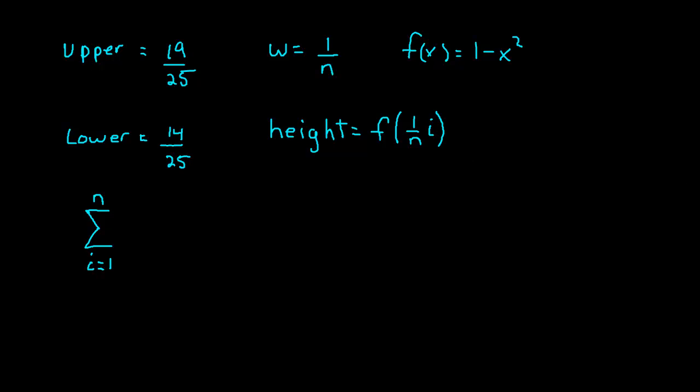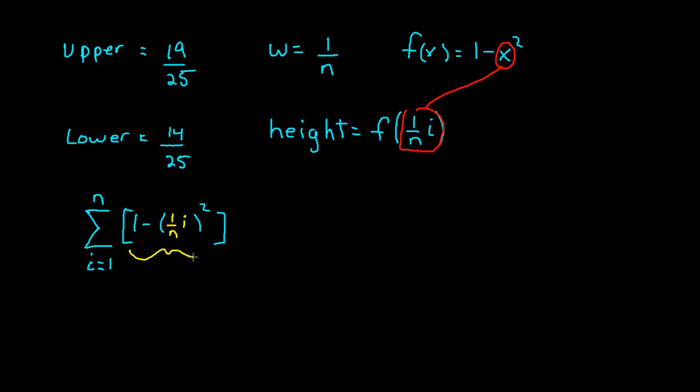And to get a little bit more explicit expression now for our height, I'm going to just take this input and substitute it right here in for x. And I should get the following. I should get 1 minus my input squared. Now this right here is my height. And that height, remember, I need to plug in 1 over n times i.